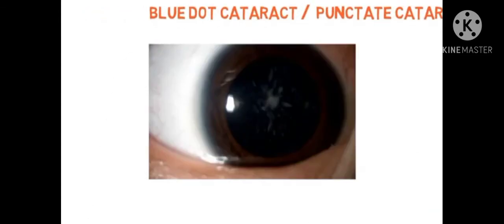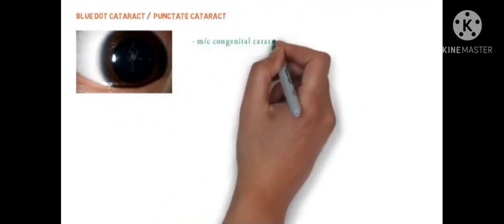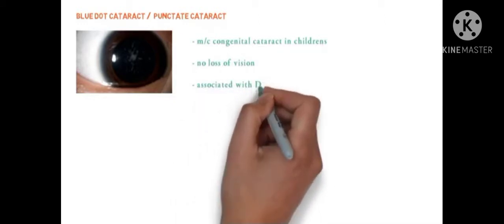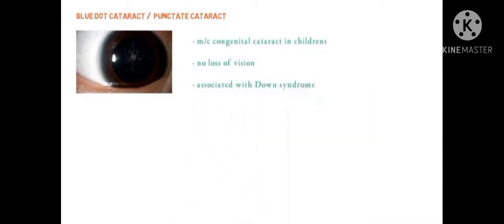Next one is blue dot cataract. It is also called punctate cataract, and it is the most common congenital cataract in children. Look over here, there are characteristic punctate opacities formed as rounded bluish dots situated in the peripheral parts of the adolescent nucleus. So the opacities are usually stationary and do not affect the vision. So there is no loss of vision, and it is generally associated with Down syndrome.